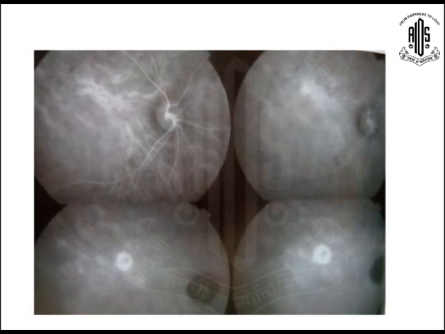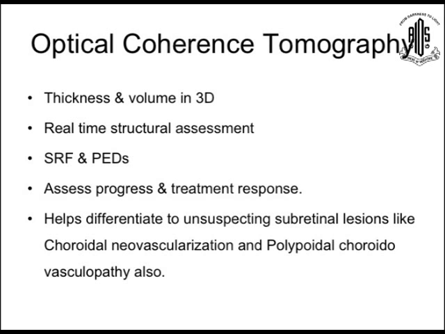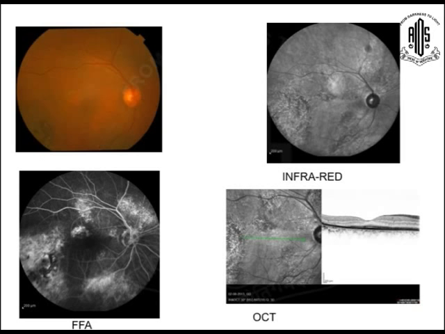There is another of the photos which we are seeing, the choroidal vessel dilatation and late phase tissue staining with the ICG dye. So optical coherence tomography gives thickness and volume in 3-dimensional, and real-time structural assessment. Subretinal fluid and pigment detachments you can gauge, and it assesses progress without any interventional investigation, and it helps differentiate unsuspecting subretinal lesions like choroidal neovascularization and polypoidal choroidal vasculopathy. So these are a few of the photos.